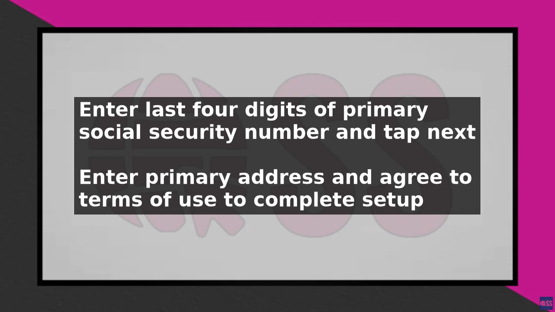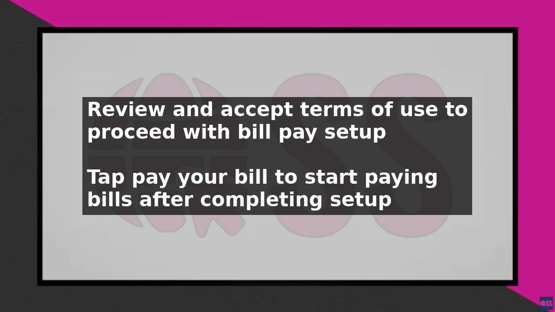After adding the bill, you'll be prompted to enter the last 4 digits of your primary Social Security number, and then tap Next. Finally, enter your primary address and agree to the terms of use. Once you've completed these steps, you can start paying your bills by tapping Pay Your Bill.